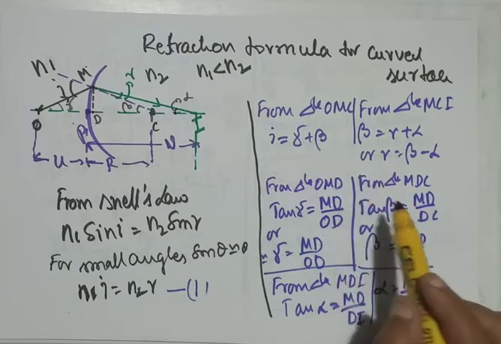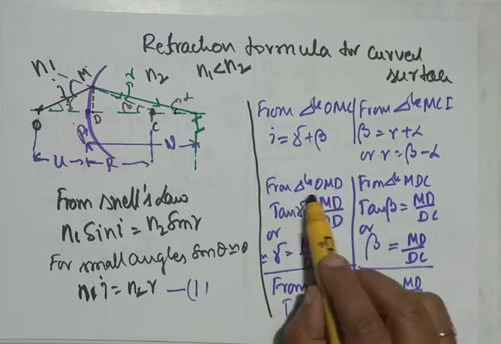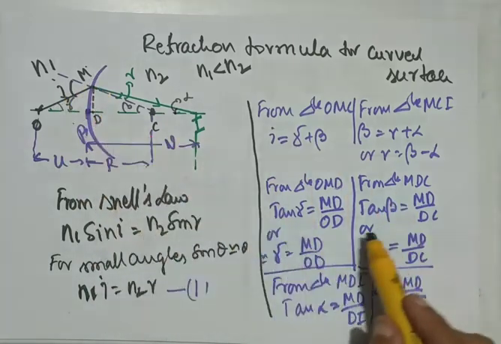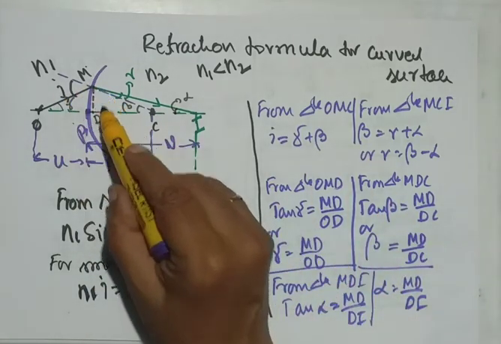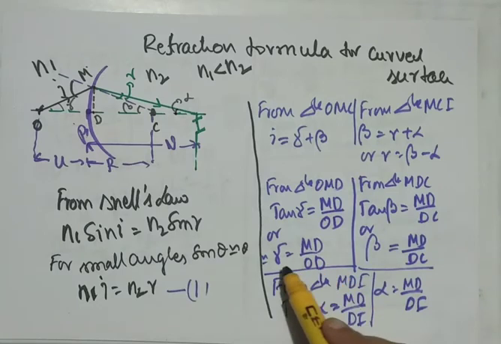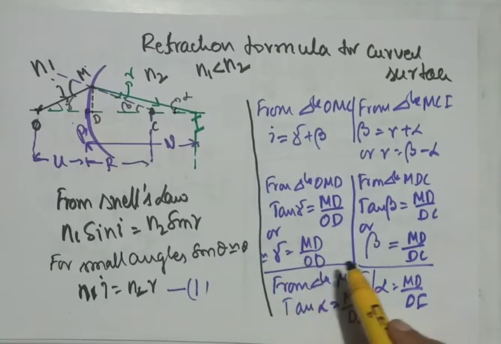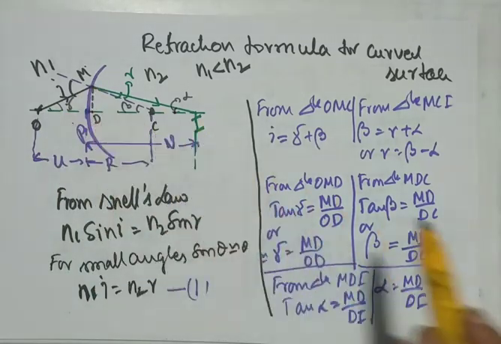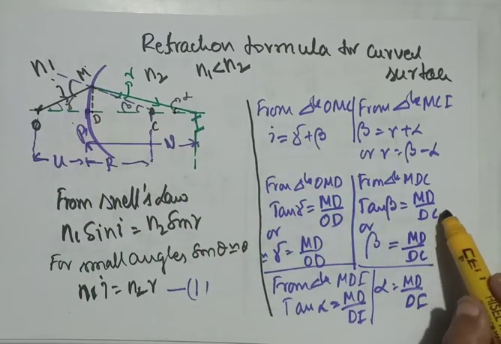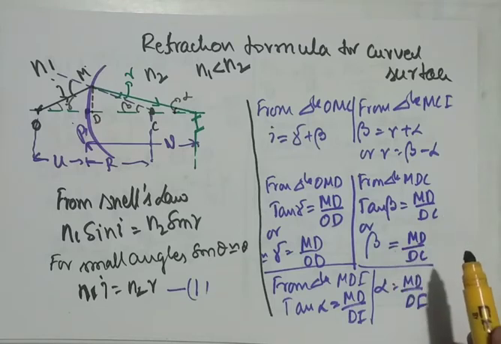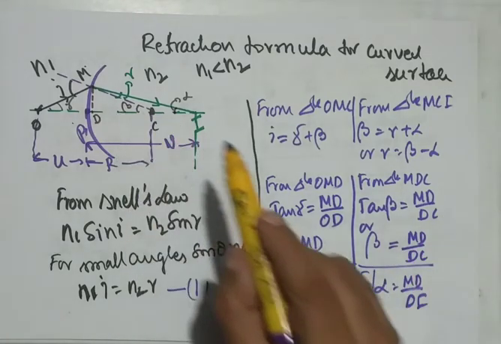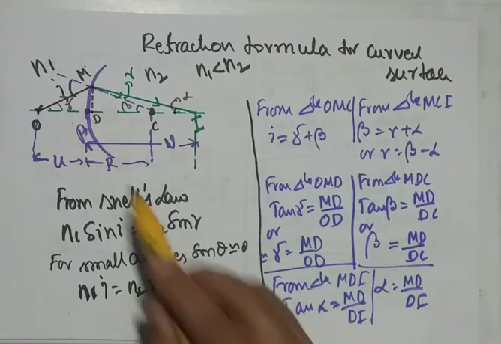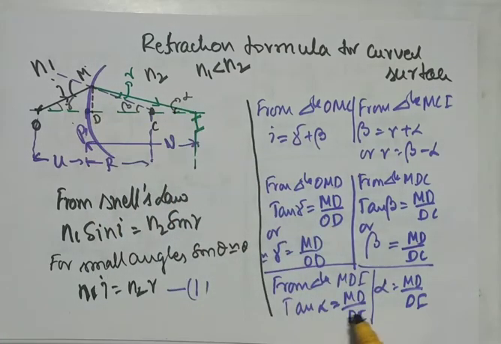Now we write alpha, beta, gamma like this. From triangle OMD, I write tan gamma as MD by OD. For small angles, tan gamma is gamma, so gamma is MD by OD. In the same manner, from triangle MDC, tan beta is MD by DC, or beta equals MD by DC. From triangle MDI, I can write tan alpha as MD by DI, alpha equals MD by DI for small angle.